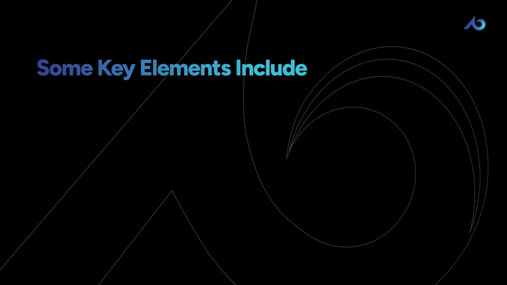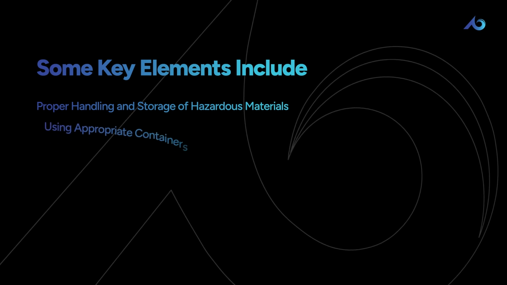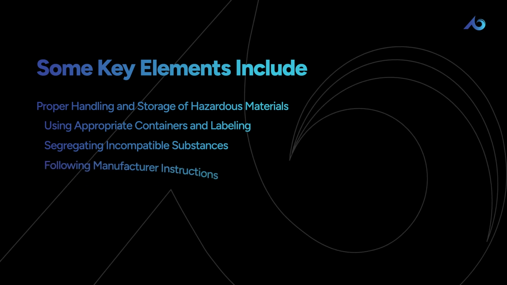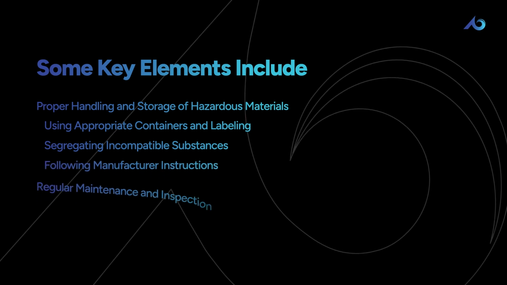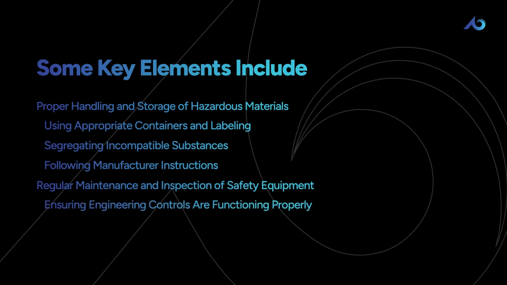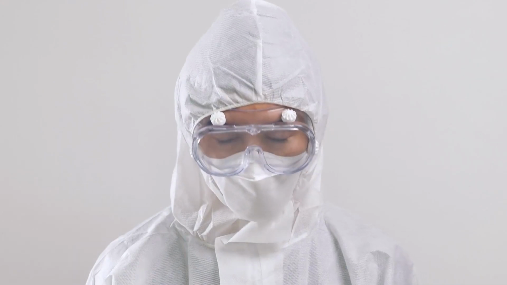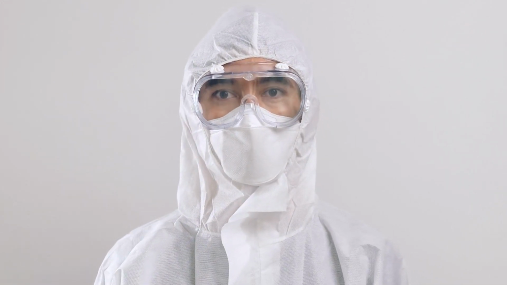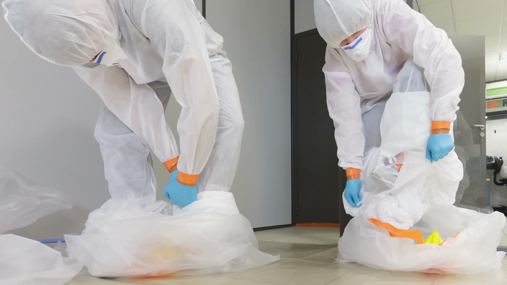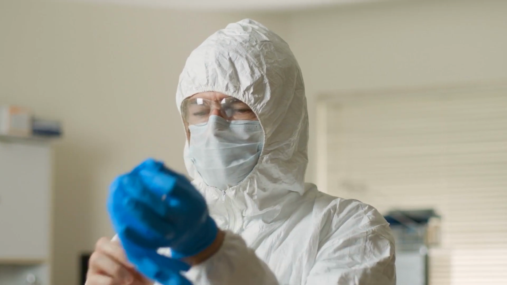Well, some key elements include proper handling and storage of hazardous materials, for example, using appropriate containers and labeling, segregating incompatible substances, or following manufacturer instructions. Also, regular maintenance and inspection of safety equipment, like ensuring engineering controls are functioning properly and promptly repairing or replacing damaged equipment. And don't forget the use of personal protective equipment, or PPE. This would include selecting appropriate PPE based on the hazards present, properly donning, doffing, and maintaining PPE, and of course, understanding the limitations of PPE.